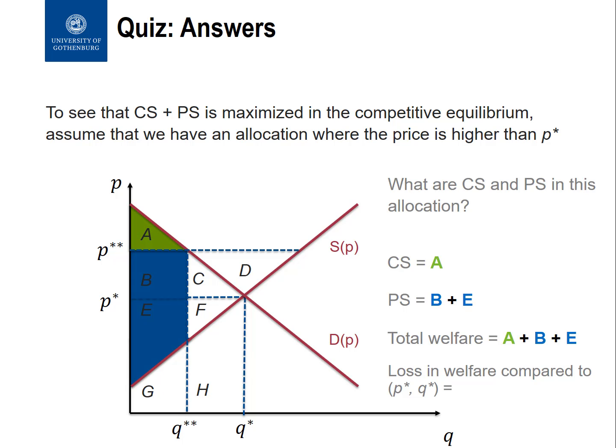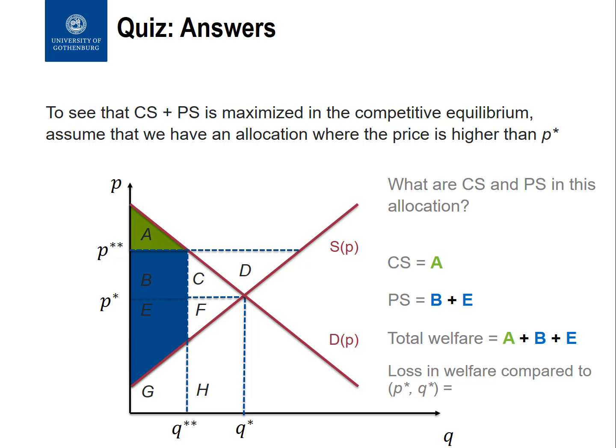The consumer surplus is actually A here, because this is the area between the market price and the demand curve. The producer surplus is B plus E, because this is the area between the supply curve and the market price. Of course, given the quantity Q star star supplied to the market at price P star star. So the total welfare is just the sum of the consumer surplus and the producer surplus, so A plus B plus E.